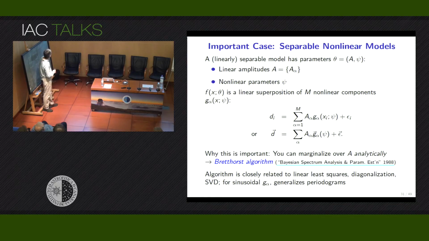So the function is a linear superposition of m nonlinear components. I'm writing those as g, so those would be the sines and cosines. And I'm labeling the model components as alpha, so the data index i goes from 1 to n. The model components go from 1 to m. They have some amplitudes. So why is this special class of models important?